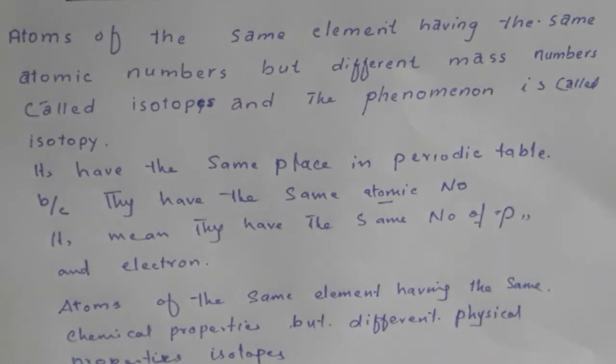Why are the physical properties different? Because of the different number of neutrons in each isotope. They have the same chemical properties because they have the same number of protons and electrons.